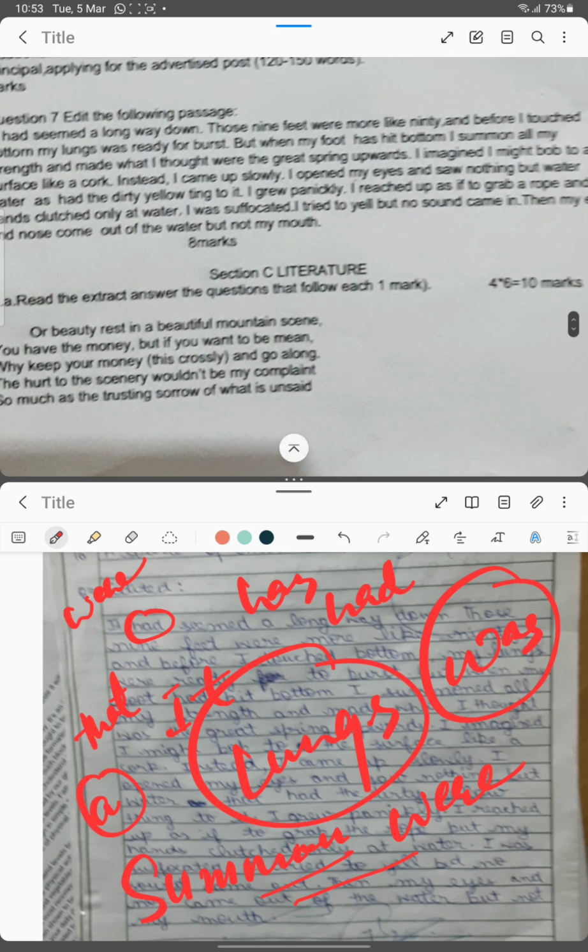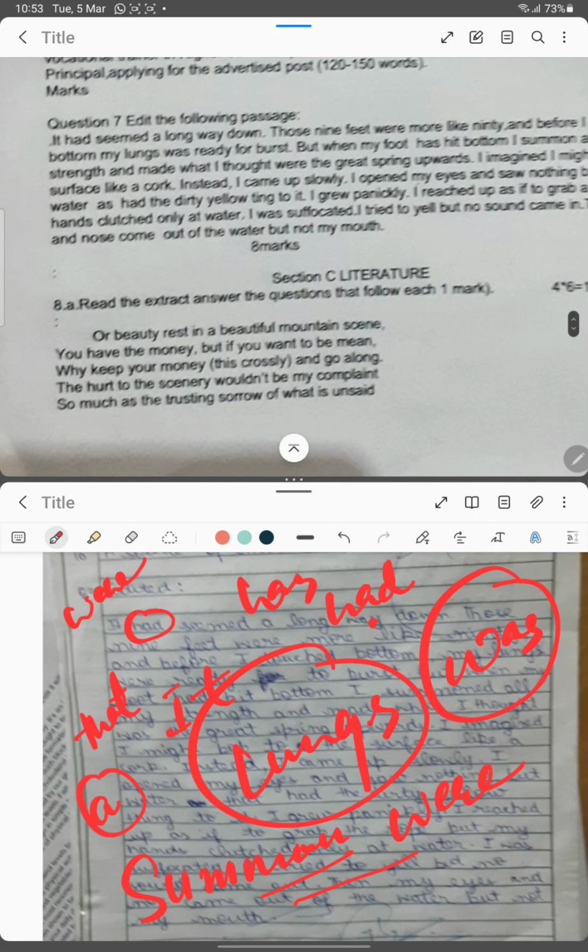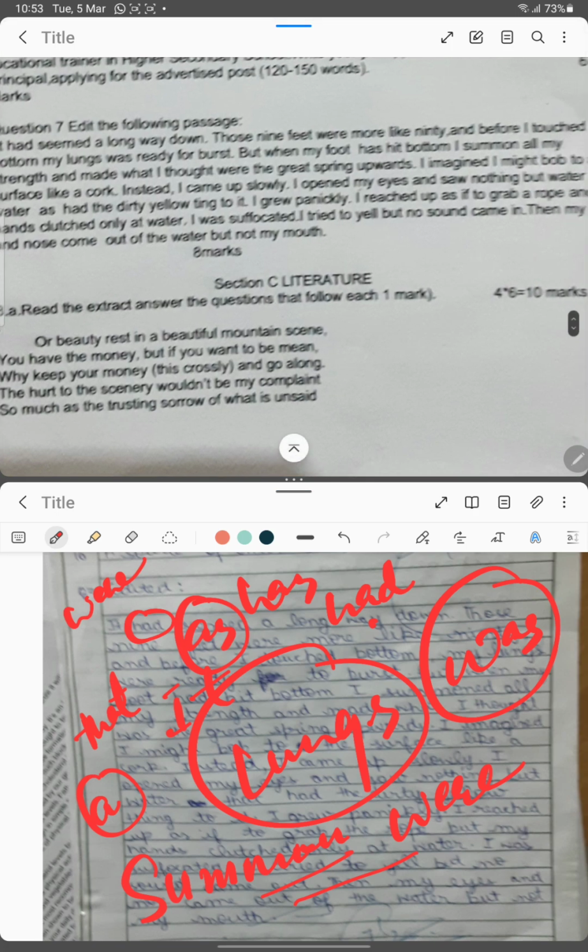Water, a full stop will come here. Water as had, not as. Water had. Remove as from here. As is used incorrectly. Had the dirty yellow tinge to it.